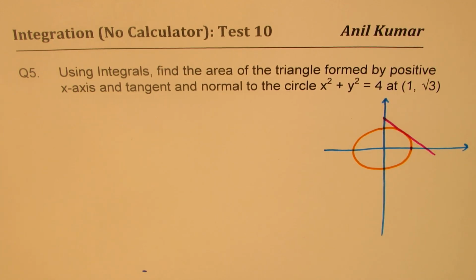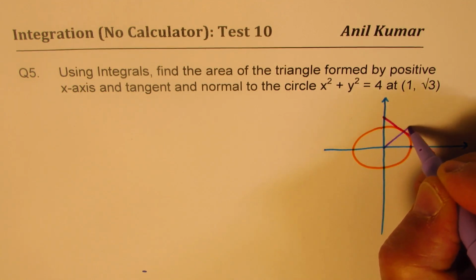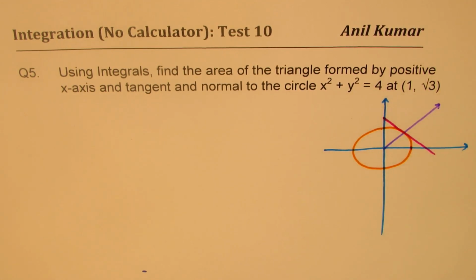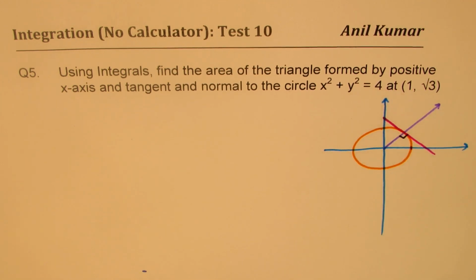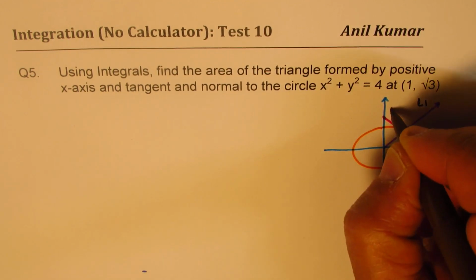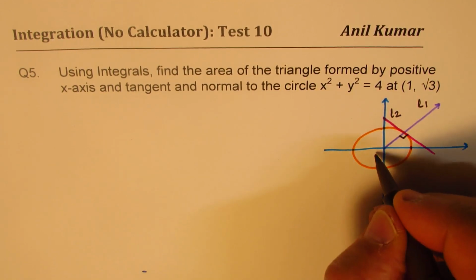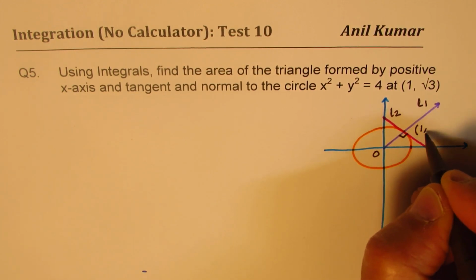The normal at this point will be the line joining from the origin itself. As you know, the radius is always at right angles to the tangent, right? So this angle here is a right angle. So we have two lines. Let's call this line L1 and the other line L2. This point is 0. The point given at this place is (1, square root 3).